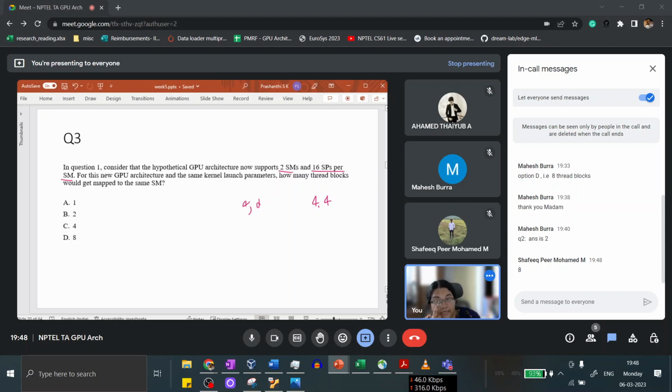Okay, 8 blocks per SM. Anyone else? Any other answers?